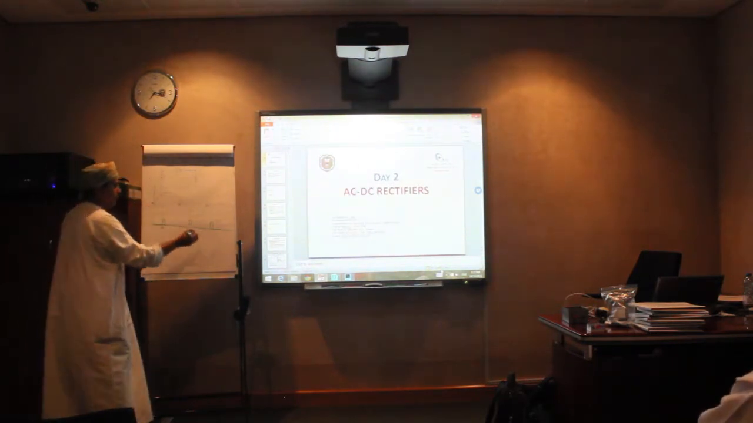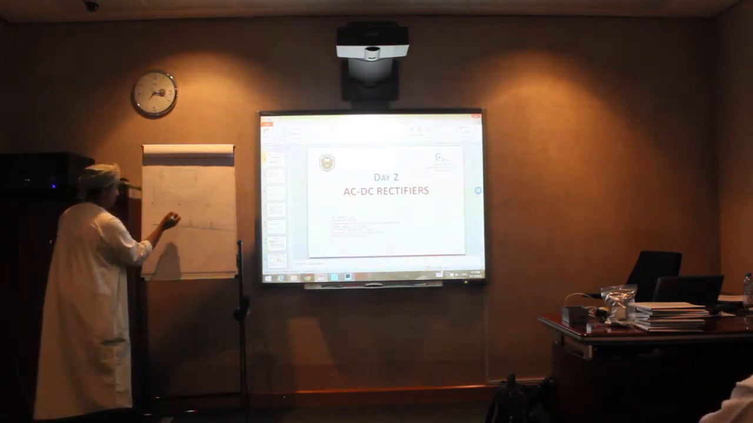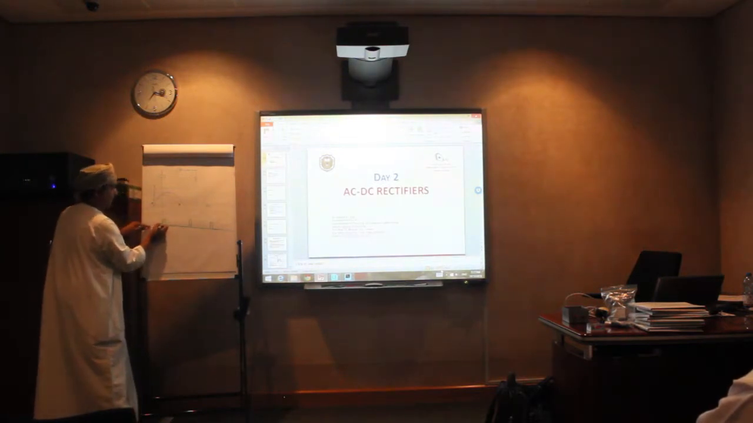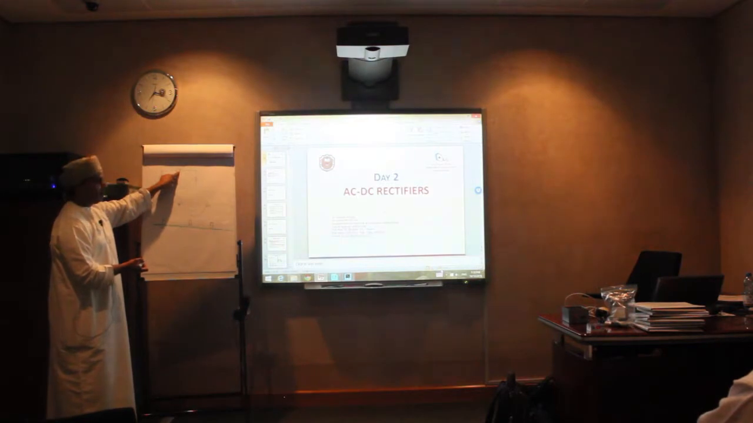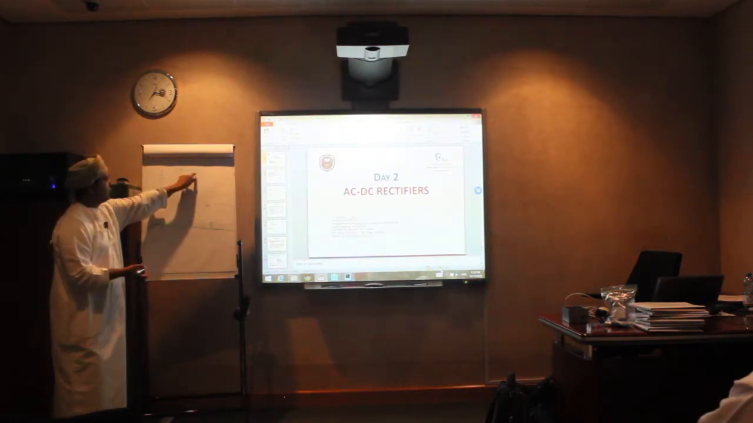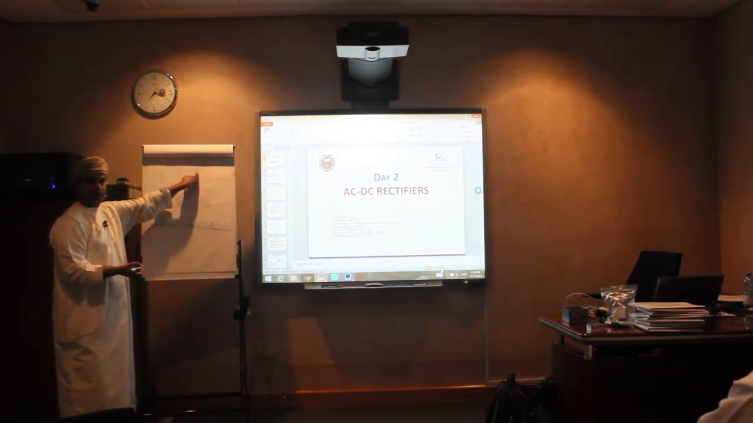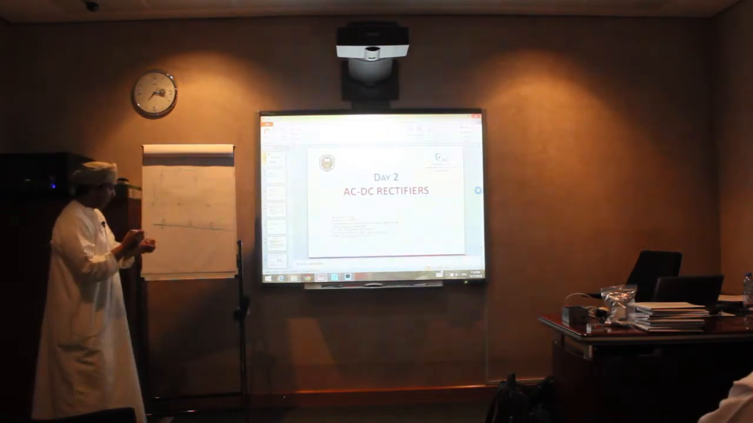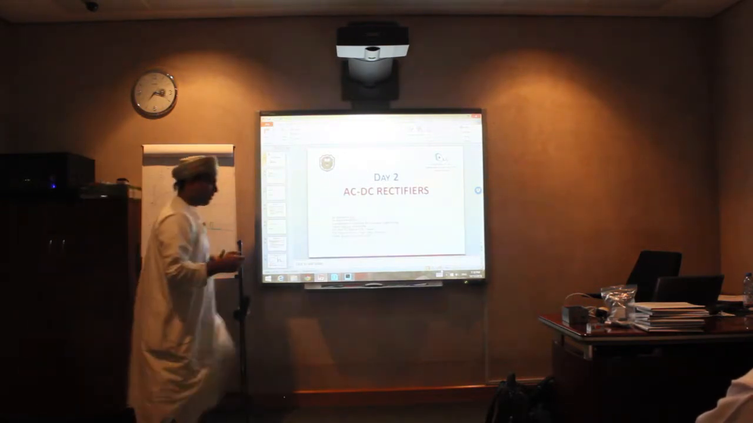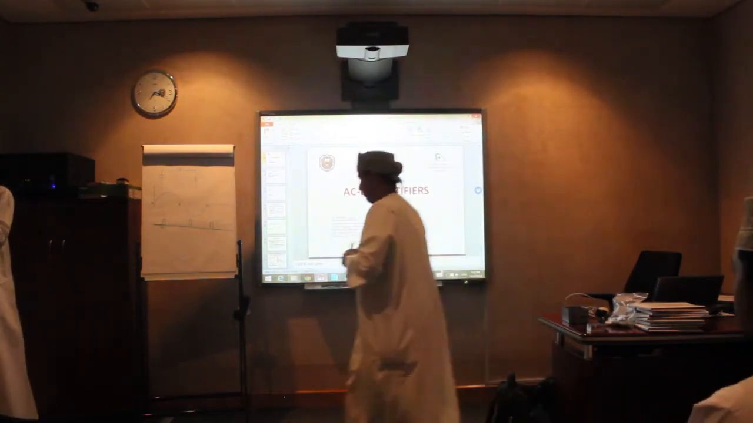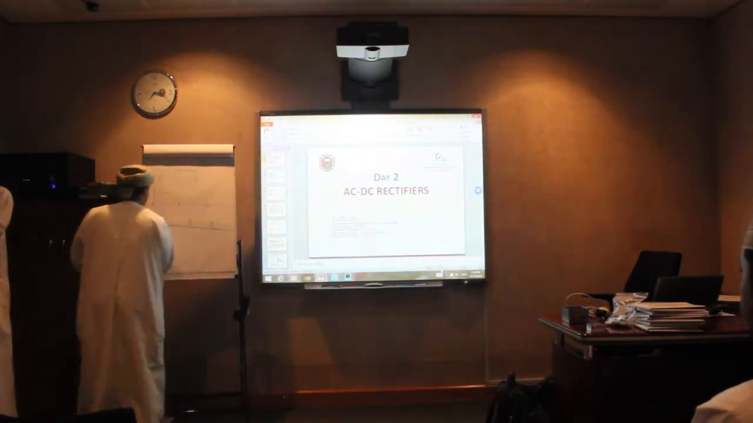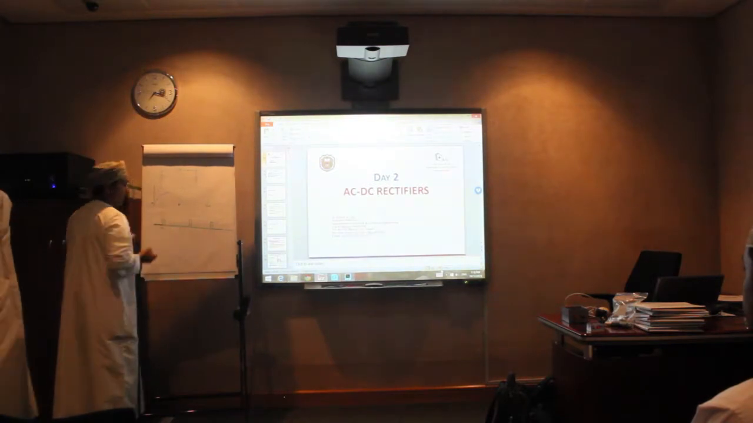So now, if I'm trying to block that one here, definitely this thyristor will not conduct. Therefore, the voltage across this load is 0, right? So I will not get output voltage during that time, between 0 and alpha, up to here.